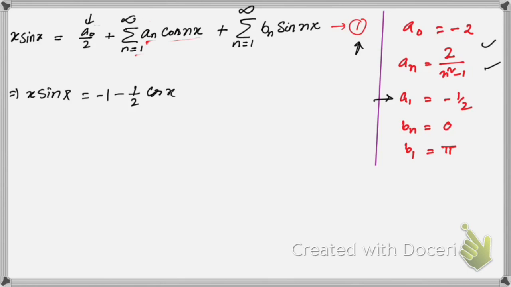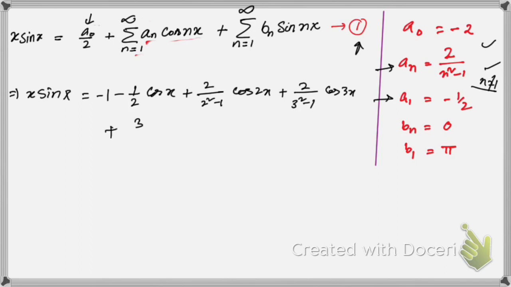Then if you put the value of an, and this is for n not equal to 1, that means we have to start from 2. Then here you will get plus 2 by 2 square minus 1 cos 2x. Now n is equal to 2. Then similarly 2 by 3 square minus 1 cos 3x. Then plus 2 by 4 square minus 1 cos 4x, right? And so on. That's how we're gonna continue, right?